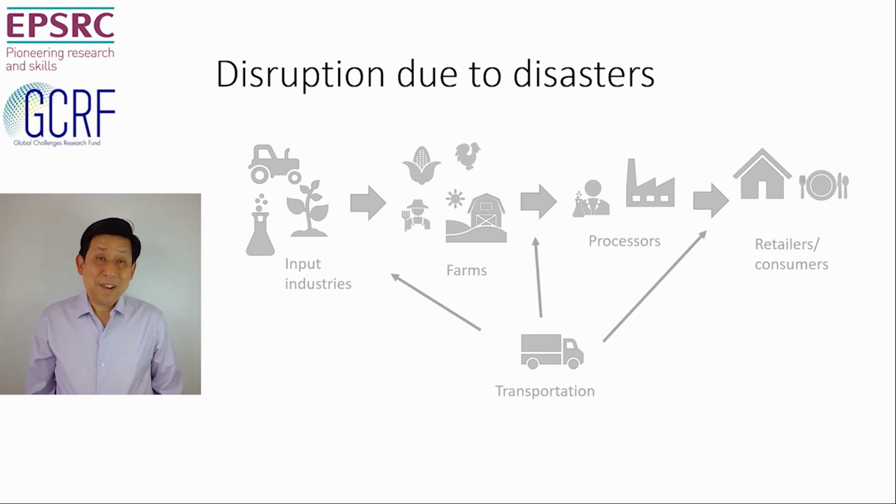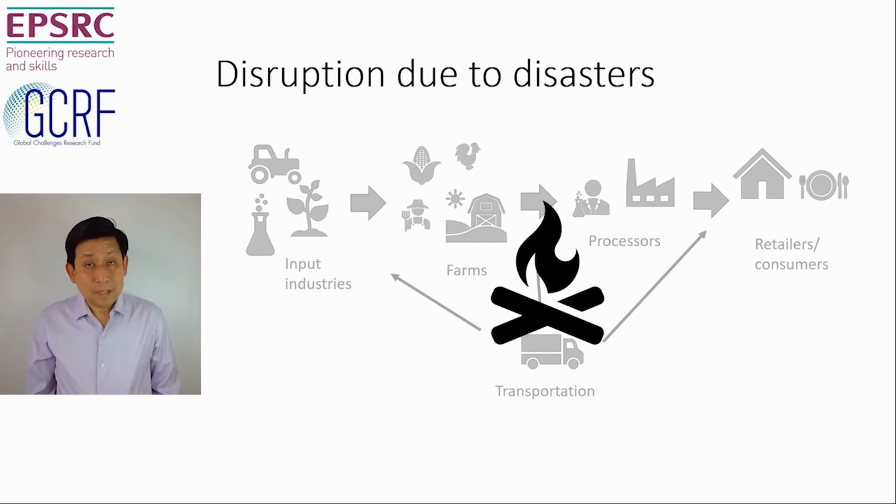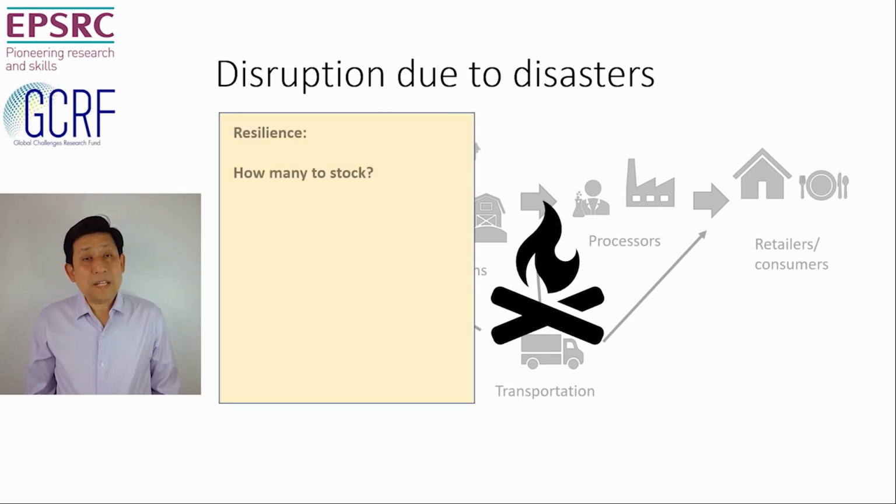Like many things in life, the food supply chain can be disrupted too. When a disaster happens, there are two things that come to mind. First, how can we design our supply chain to be more resilient? This can be achieved by putting some items in the inventory. Hence, the decision is how many to stock.